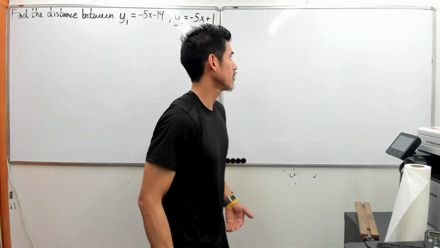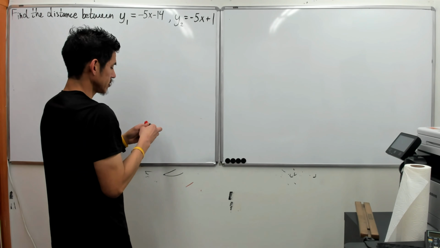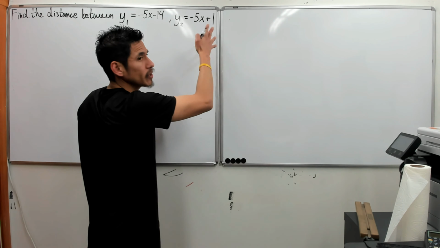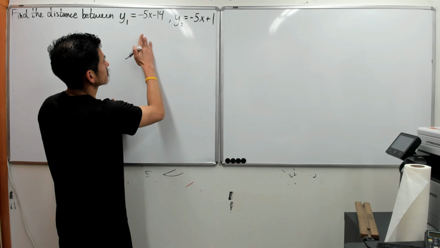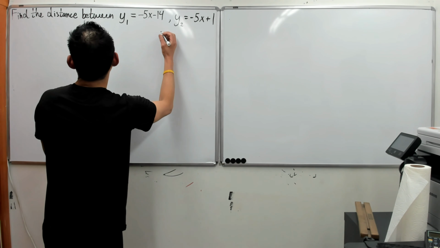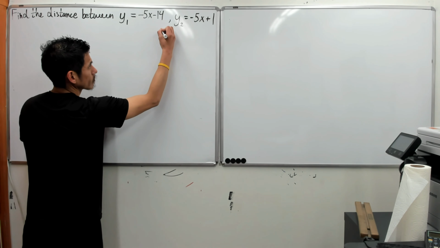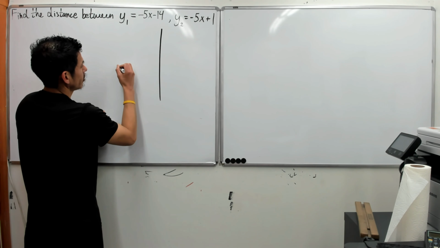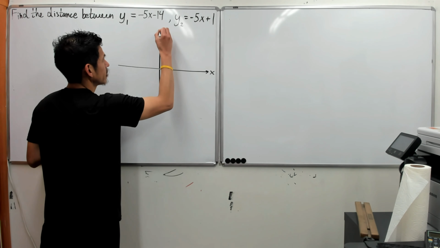All right, so in this problem, I'm going to be going over how we find the distance between these two parallel lines. So start with a sketch because you want to get a picture that gives you a good idea of what this would look like. Here we go. That's our y-axis. That's our x-axis. Okay.